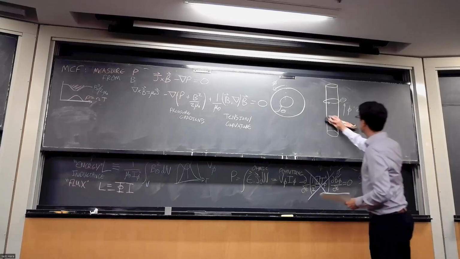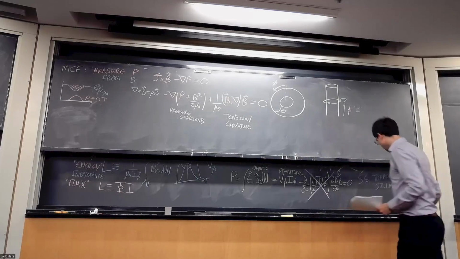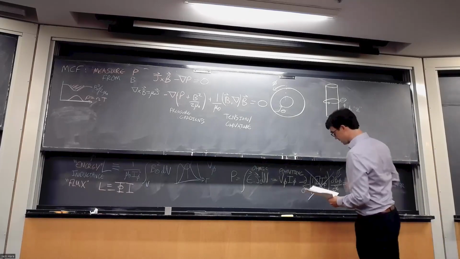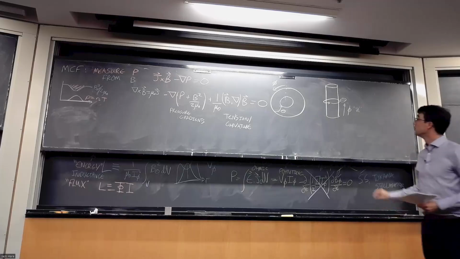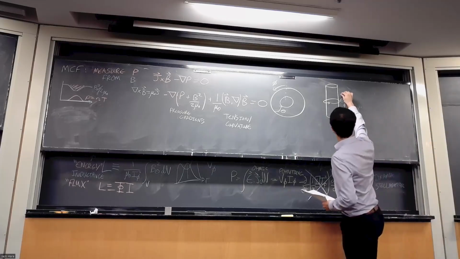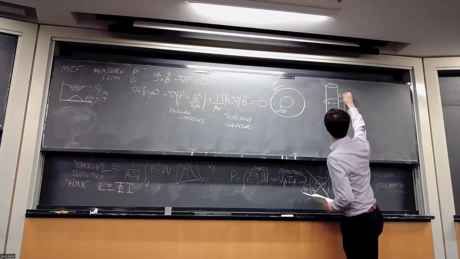Just going to make my Z pinch a little bit shorter so that I can fit in an equation underneath here. Because one of the things we're going to be interested in measuring is the magnetic field B theta here.